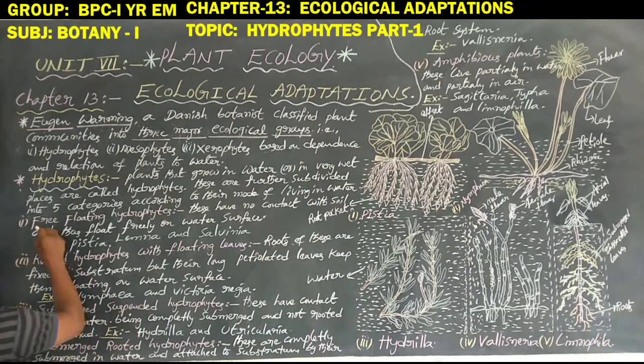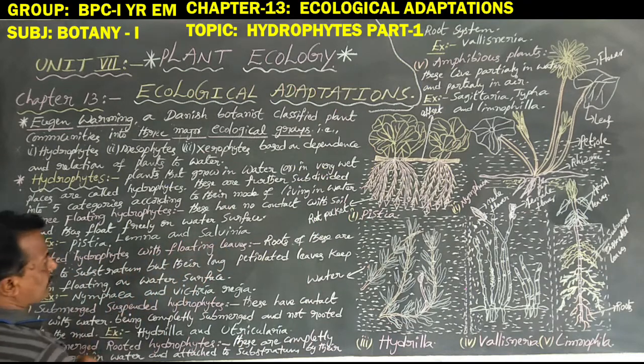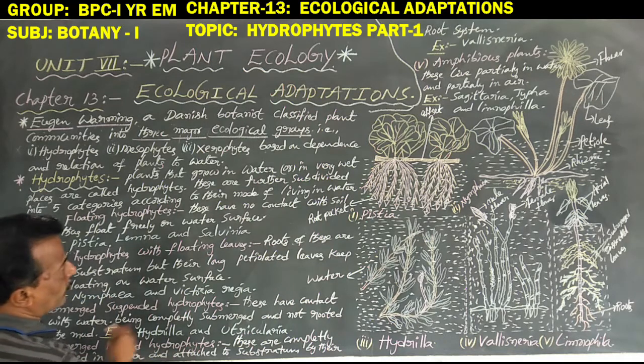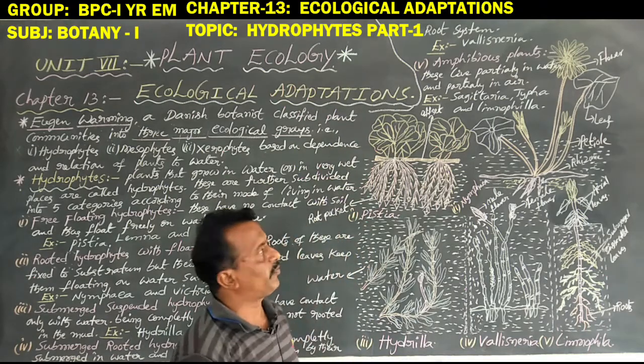There are five categories. First, free floating hydrophytes. Second, rooted hydrophytes with floating leaves. Third, submerged suspended hydrophytes. Fourth, submerged rooted hydrophytes. Fifth, amphibious plants.